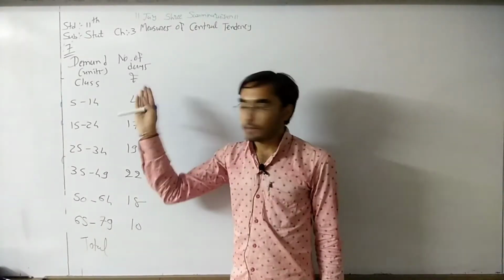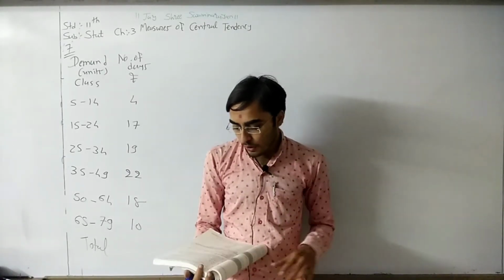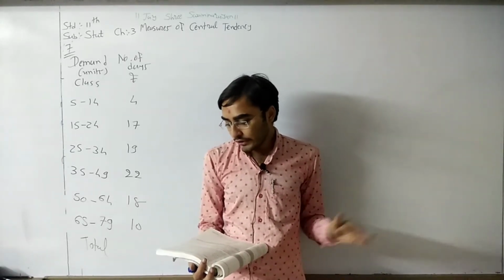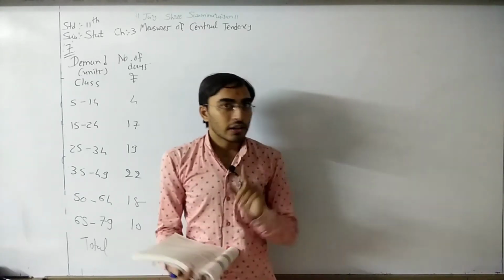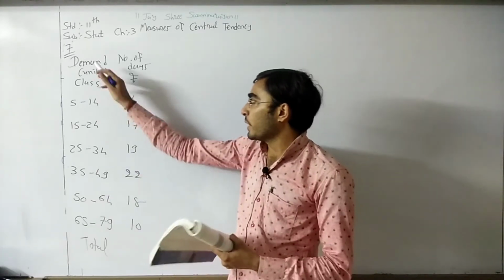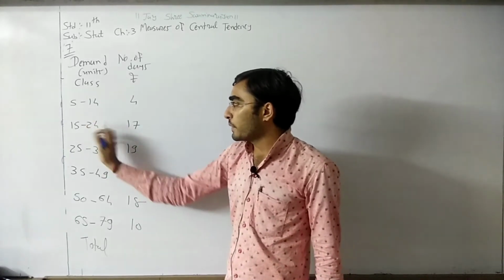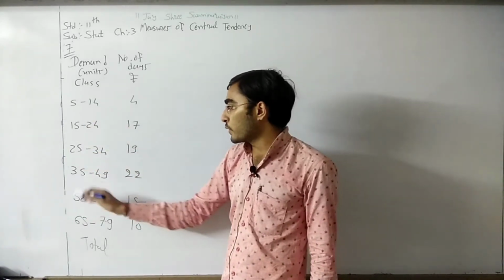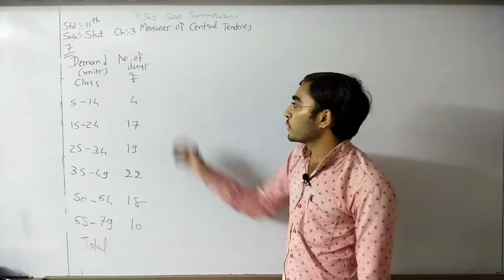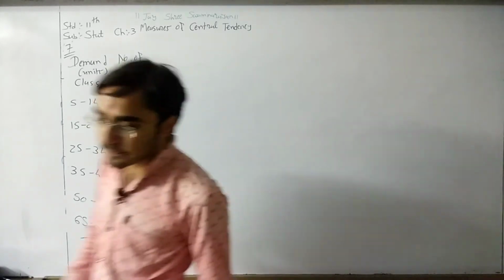Then next is question number 7. First of all, read the question. The distribution of demand of an item on different days is as follows. Find the mean demand. That means here we need to find the mean. So here demand is given to you. It is given in the form of classes 5 to 14, 15 to 24, 25 to 34, 35 to 49, 50 to 64, and number of days is given to you: 4, 17, 19, 22, 18 and 10. Okay, so here we need to find the mean demand.